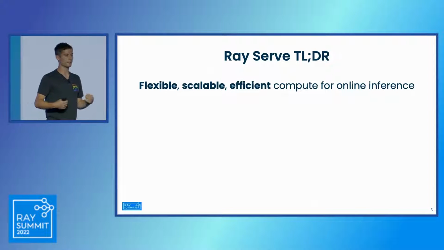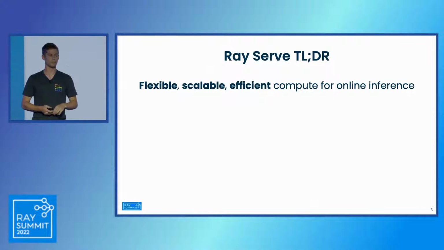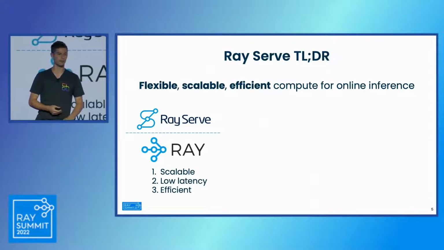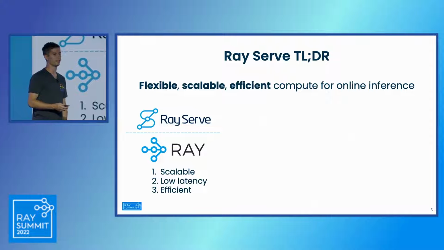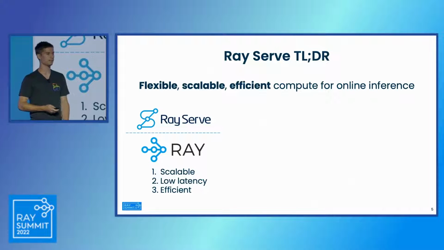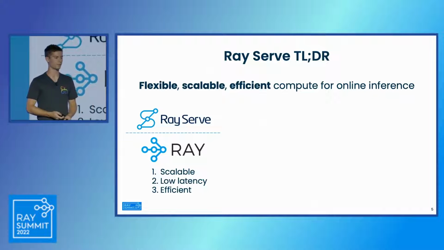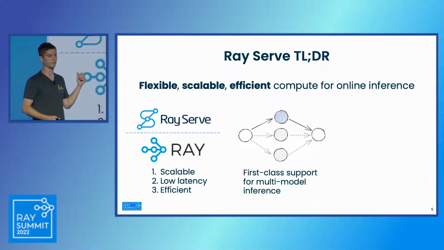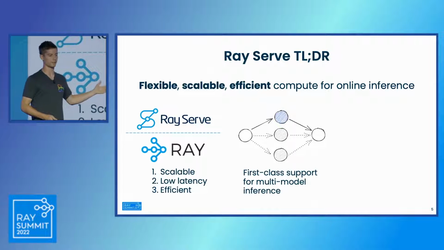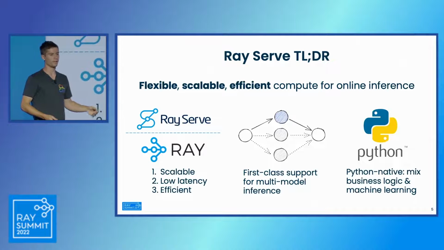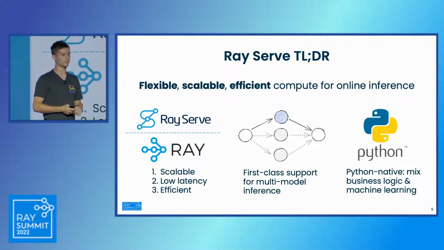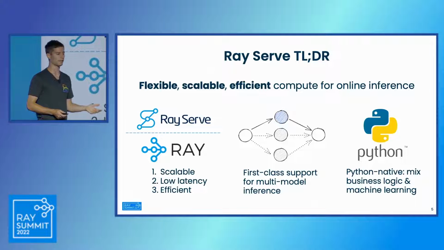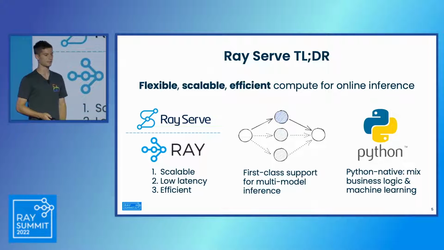So RayServe is flexible, scalable, and efficient compute for online inference. It's built on top of Ray, which means that we inherit a lot of the benefits out of the box that Ray provides. So we inherit scalability, low latency communication and response times, and also efficiency, which is really important when serving machine learning models. One of the key highlights that we really focus on in RayServe is multi-model inference, or model composition. And we'll dive more into that later. RayServe is also Python native. This means that you can easily mix business logic and machine learning, and you can use all of your favorite tools and libraries to build online inference APIs.